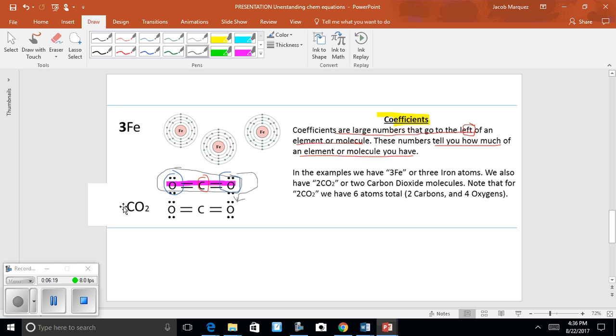So because of that, we say we have 2 CO2s. Here's 1 CO2 right here. Here's a separate CO2. So these coefficients tell you how much of each element or molecule we have in there that aren't bonded to each other.